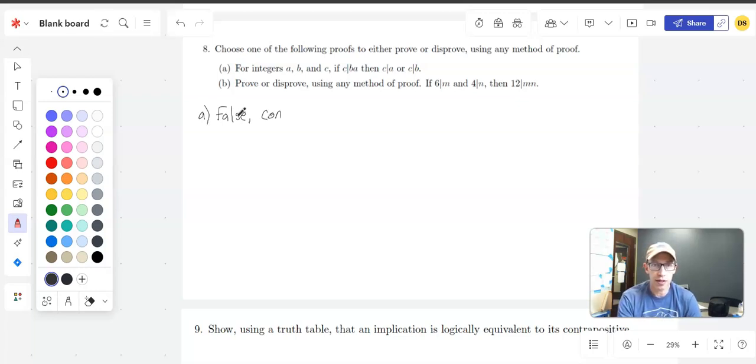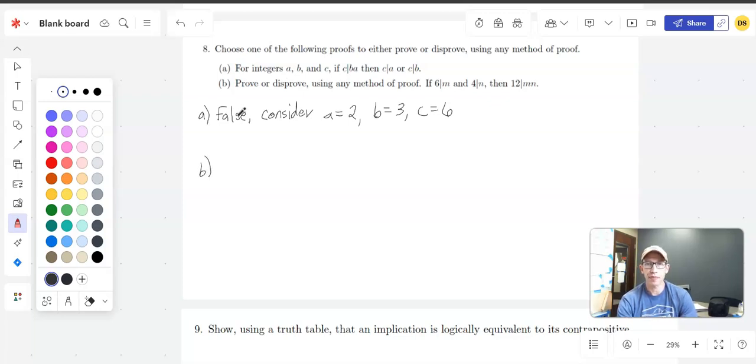But let's consider a equals 2, b equals 3, c equals 6. So what happens here, 6 does divide into ba, because ba is 6. 6 divides into itself. But 6 does not divide into 2, and 6 does not divide into 3. So because that single counterexample proves that this universal statement is false.